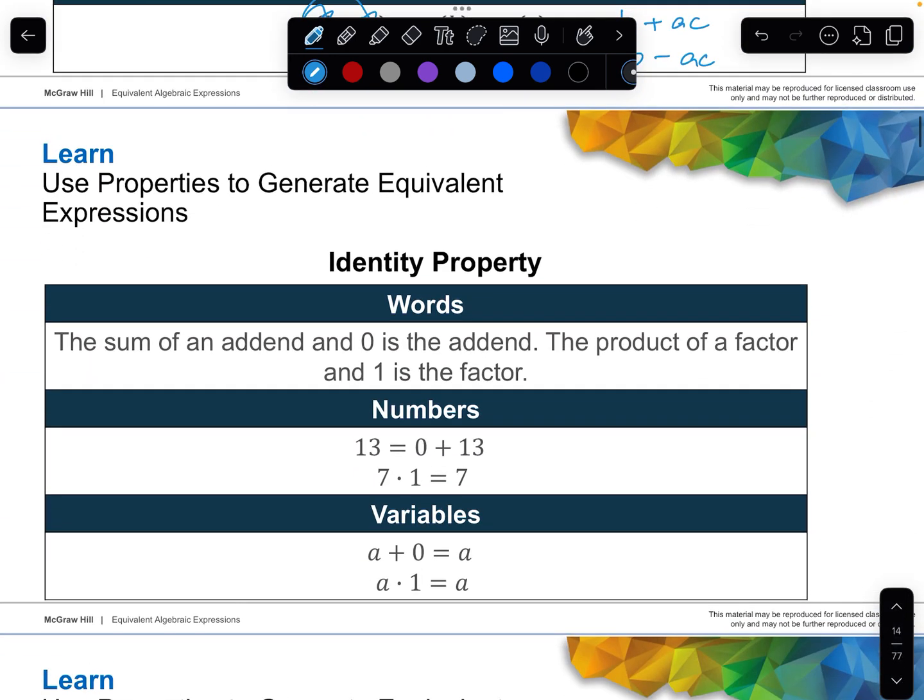Moving on to the last property that we're going to be looking at. This, my friends, is on page 316.